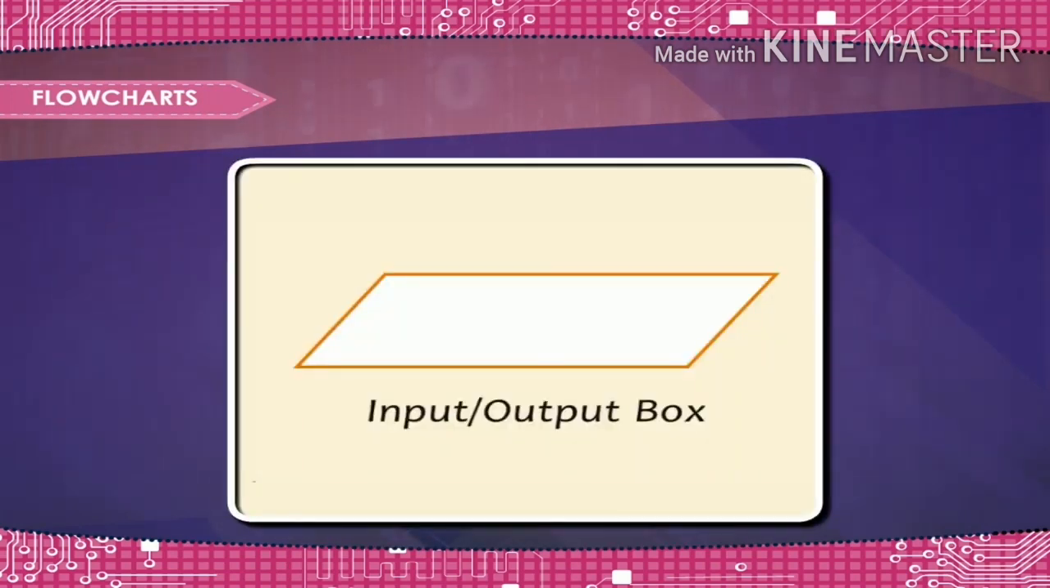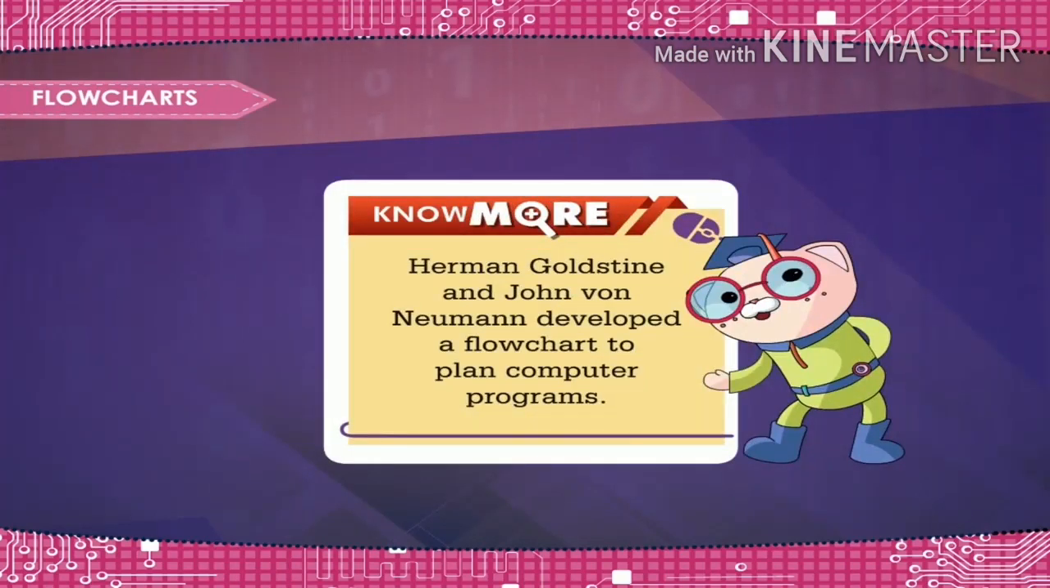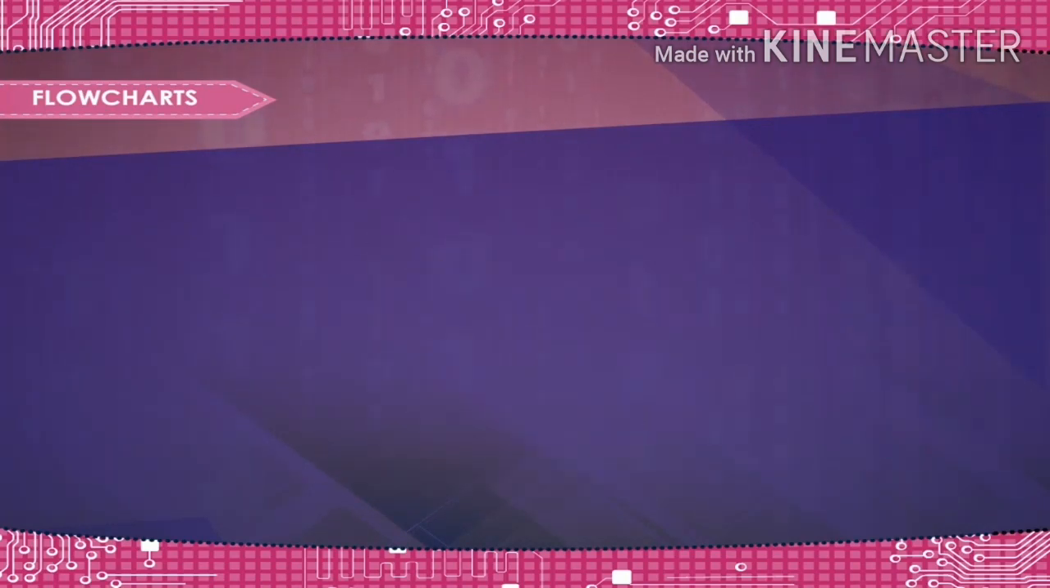The input/output box is used to get input from the user. The output to the user is also given using this box. The programming statements like input and print are represented by the input/output box. The process box is the place where all the processes like the assignment of values to variables and any calculations are given. Hermann Goldstine and John von Neumann developed a flowchart to plan computer programs.